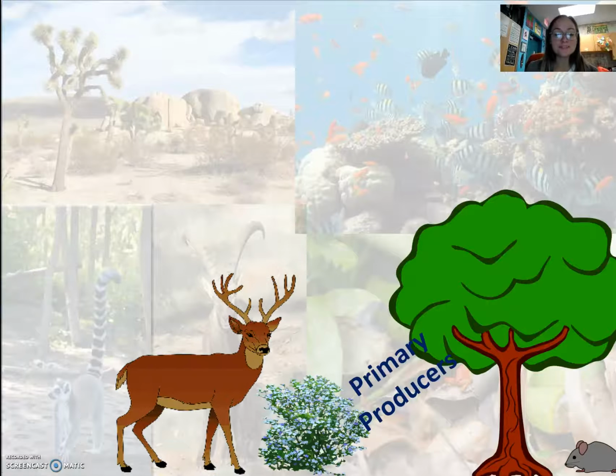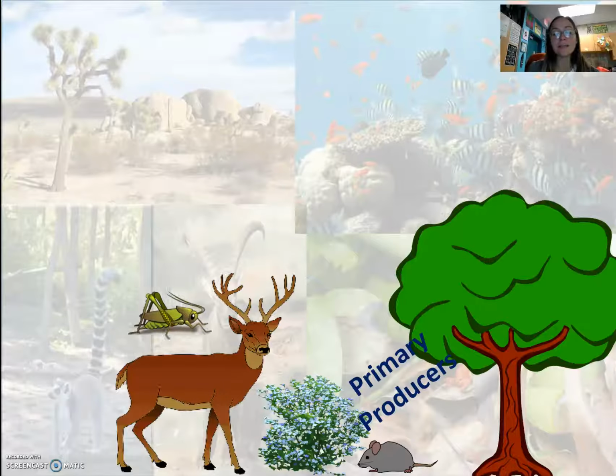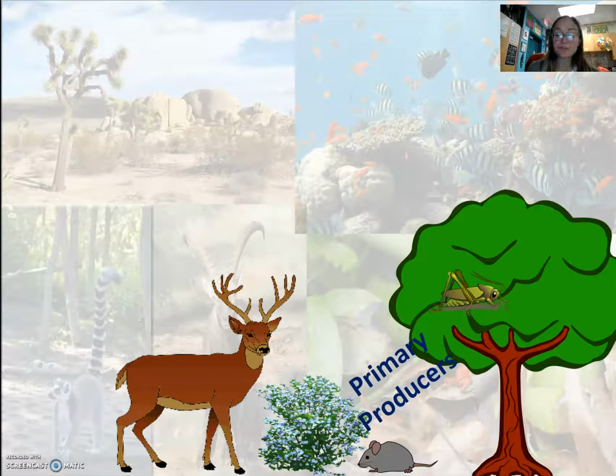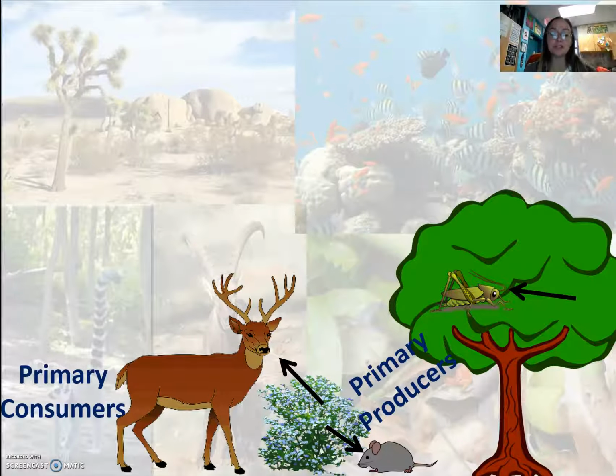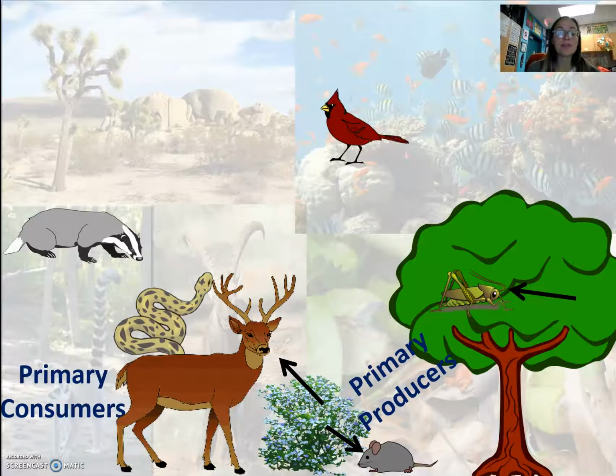Then we have our herbivores. Our herbivores are going to be the first to eat, so we call them our primary consumers. So we have our primary consumers as our next trophic level. And when we use arrows like this, what this represents is a flow of energy. So when the deer eats the plant, the energy flows from the plant to the deer. And then you have your next trophic level.